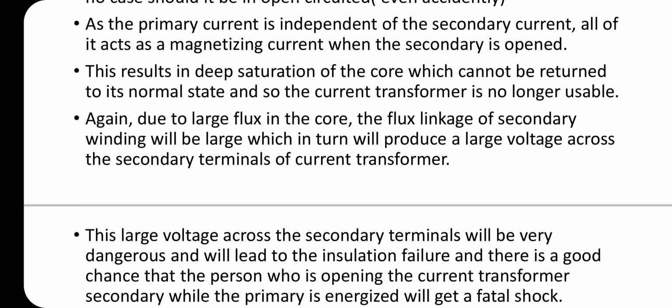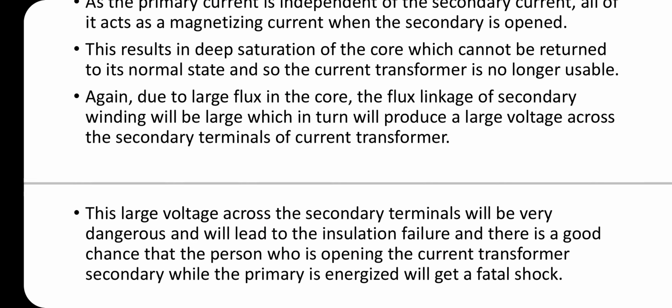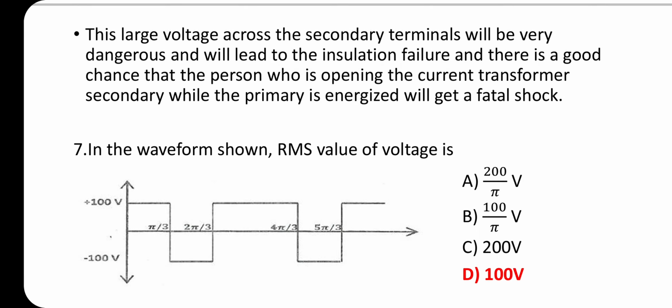Again, due to large flux in the core, the flux linkage of secondary winding will be large, which in turn will produce a large voltage across the secondary terminals of the current transformer. This large voltage will be very dangerous and will lead to insulation failure, and there is a good chance that the person who is opening the current transformer secondary while the primary is energized will get a fatal shock.